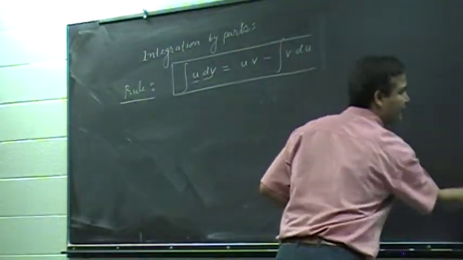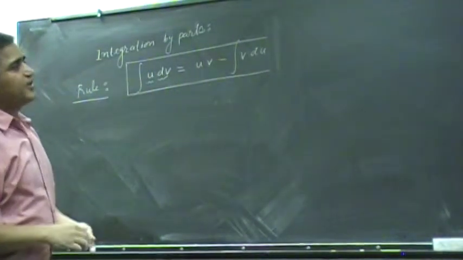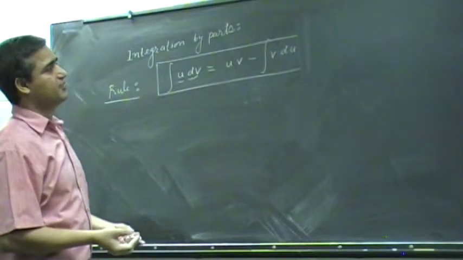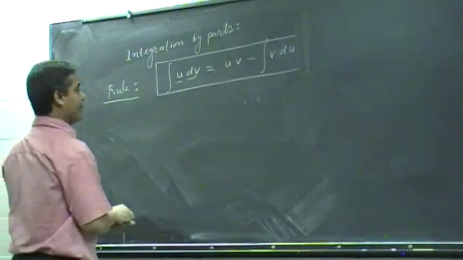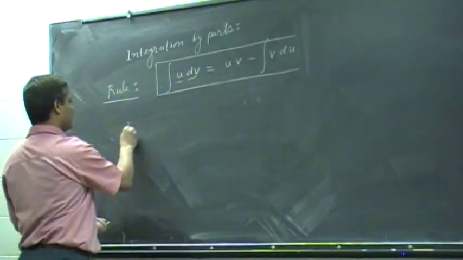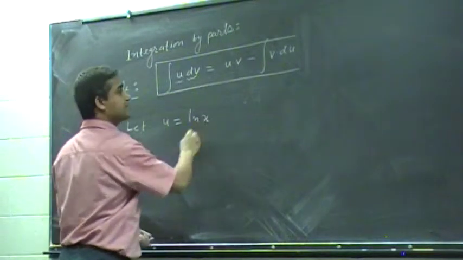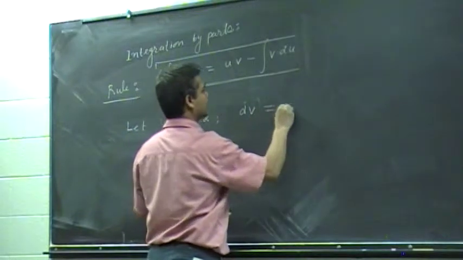I'm pretty sure we can fix the issue. Okay, there is no reason we need to assume u equals x. We might assume u equals natural log of x, right? Okay, let's see what happens. Let u equals natural log of x and dv equals x dx.